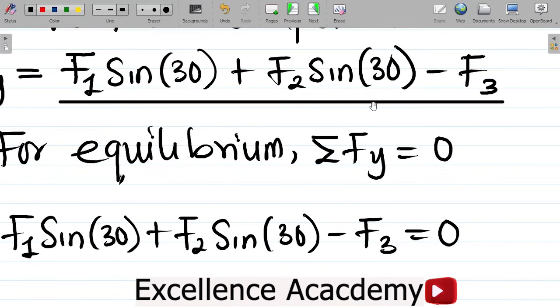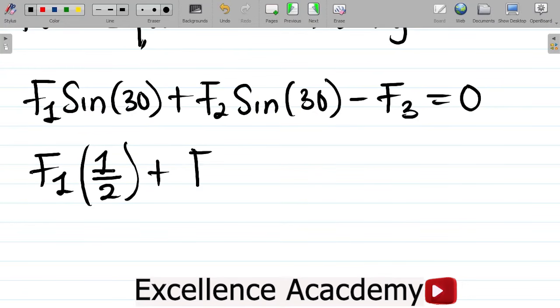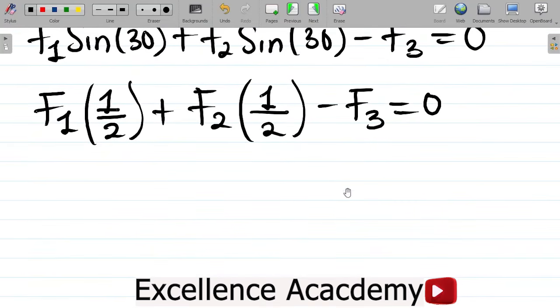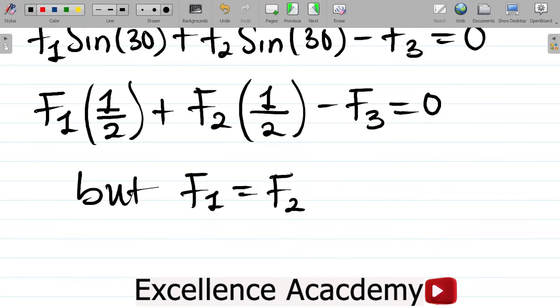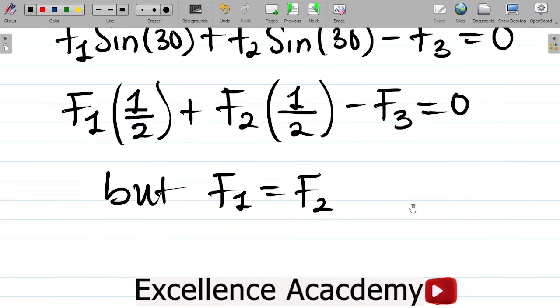So if you punch sine 30, that's about 1 over 2. So what you have here is F1 into sine 30, which is 1 over 2, plus F2 sine 30, which is 1 over 2, minus F3 is equal to 0. Let's move F3 over to the right hand side. But before we do that, we know that F1 is equal to F2. That is from equation 1. Look at this equation 1: F1 is equal to F2. That means I'll replace F2 with F1.